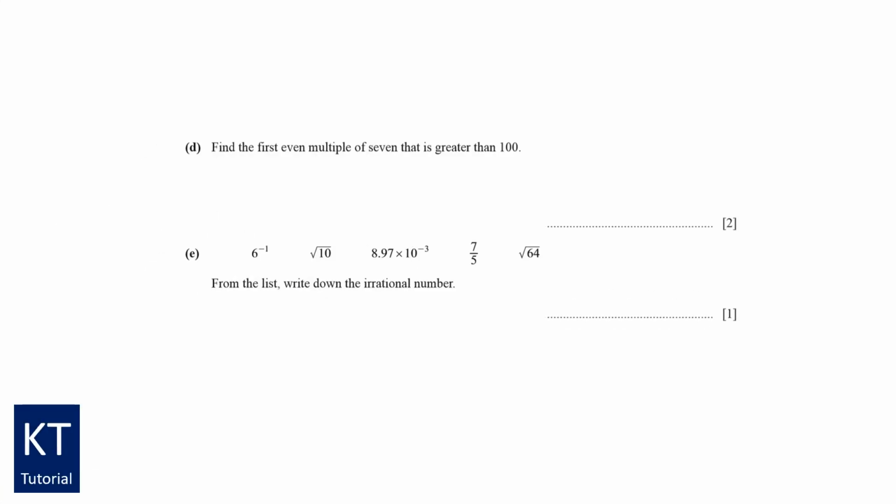Question 1D. Find the first even multiple of 7 that is greater than 100. With the first two multiples of 7 above 100 being 105 and 112, the even one is 112. Next, from the list, write down the irrational number. The required answer is the root of 10.